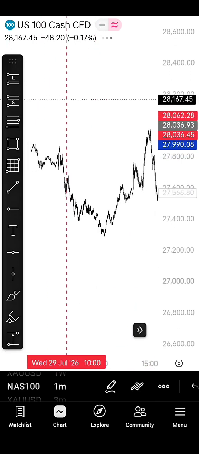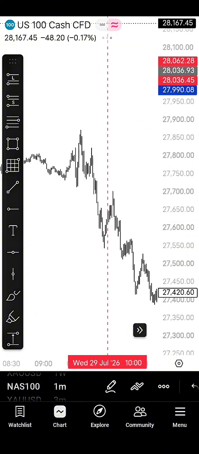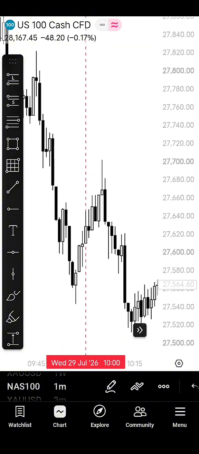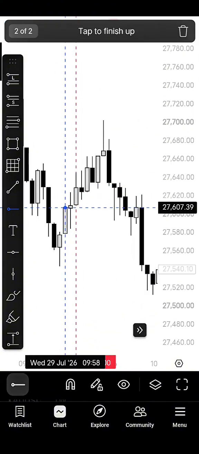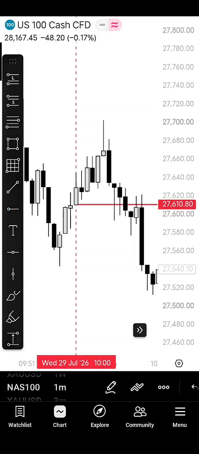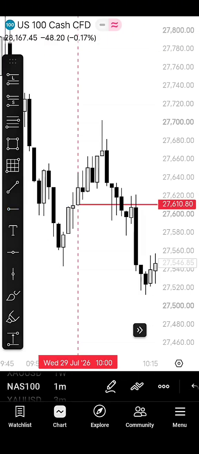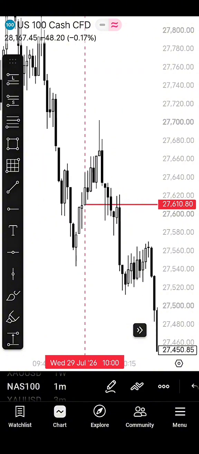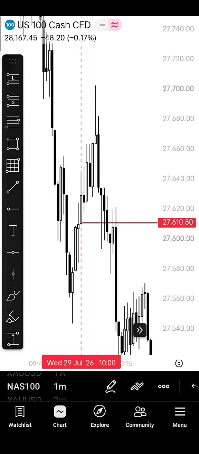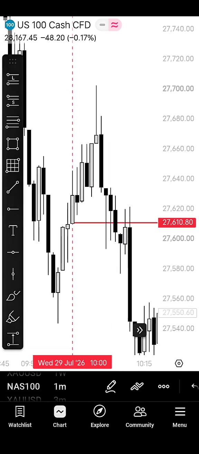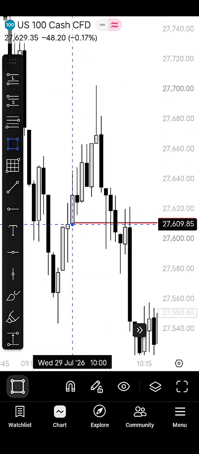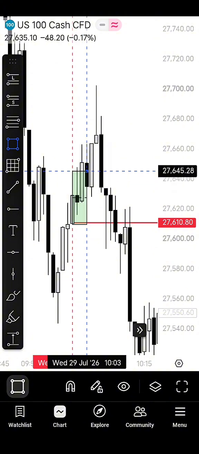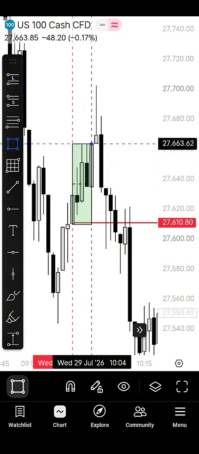Let's move to the Wednesday example. Let me show you the Wednesday example. So this was our 10 a.m. key open. So what will I do? I will wait for the confirmations, which will give me the confidence to take this setup. I will wait for the 5 minute candle closure. 1, 2, 3, 4, 5 candle closures.